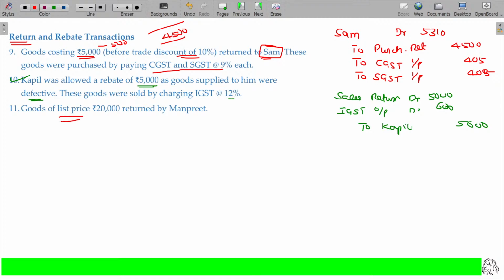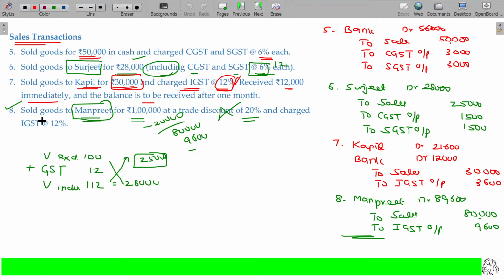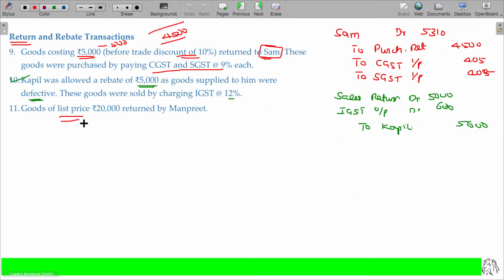Goods list price 20,000 written by Manpreet. Manpreet, here is sales. You have to link with that one where 20% discount is there. List price means price list. The price available in the price list. 20%, 4,000 is subtracted, only 16,000. This is sales return. Now you can pass the entry as usual.